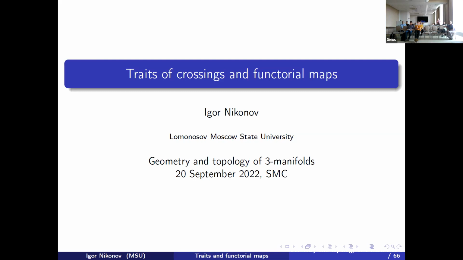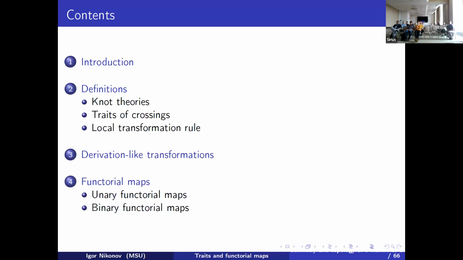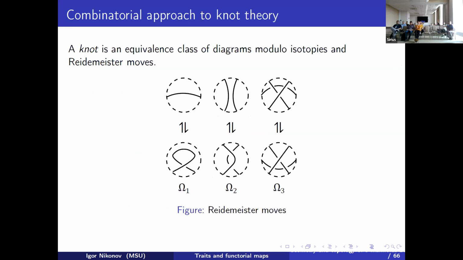My talk is devoted to picture valued invariants of knots, and I will present some examples of knots and try to give a more universal approach to such maps. So we exploit the combinatorial approach to knot theory, where we can think about knots as diagrams, equivalence classes of diagrams modulo some moves, so-called Reidemeister moves.